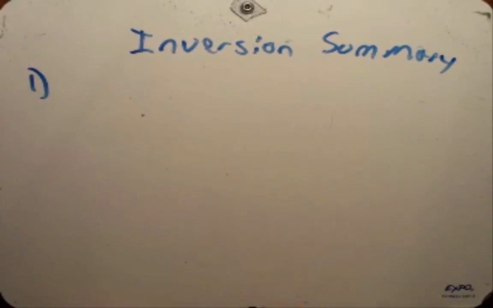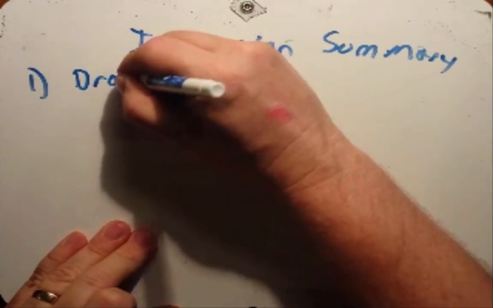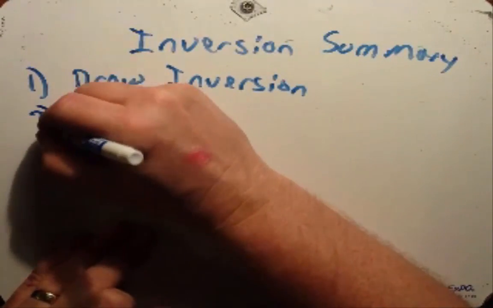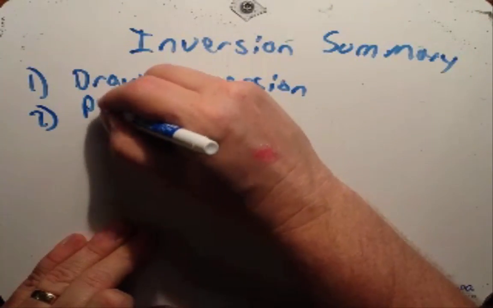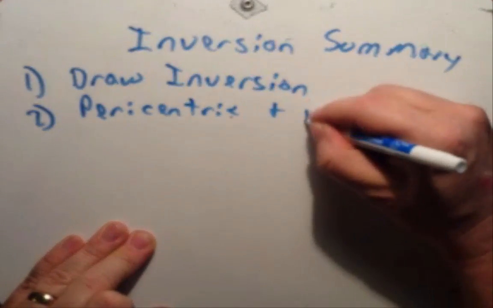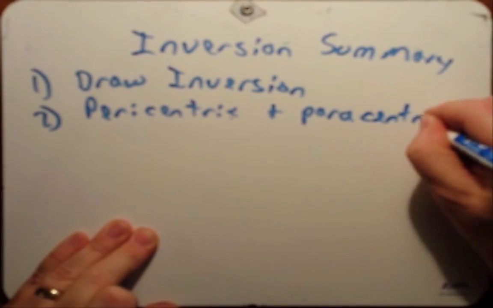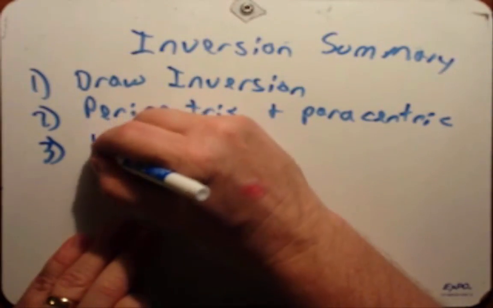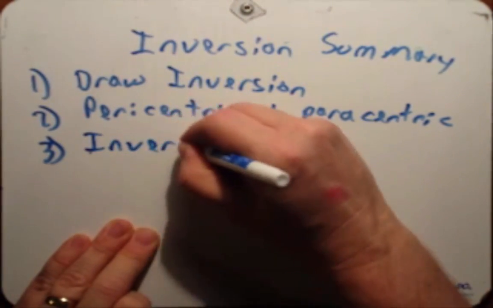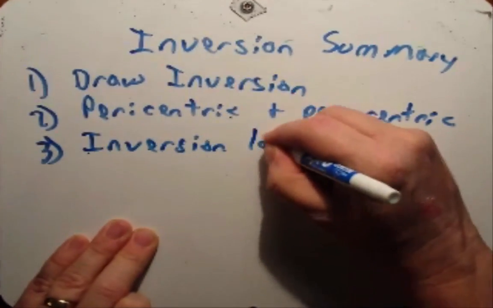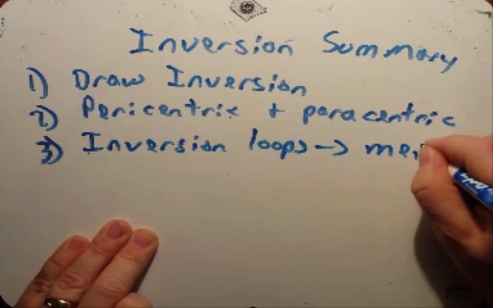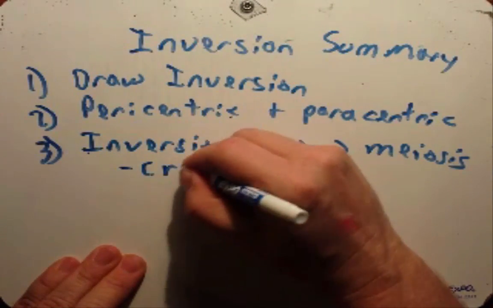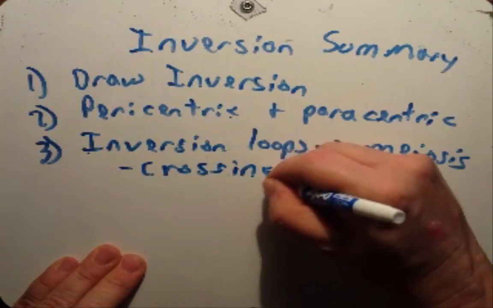From this podcast, you should be able to draw an inversion. You should know, we didn't talk about this till towards the end, but you should know the difference between a pericentric and paracentric inversion. You should also know the special case with these inversion loops in meiosis, and some of the problems that are associated with crossing over in these inversion loops.